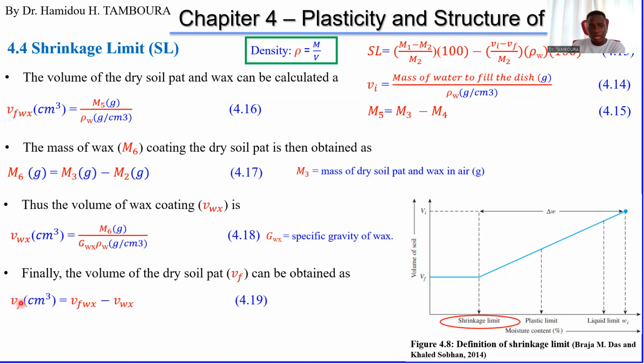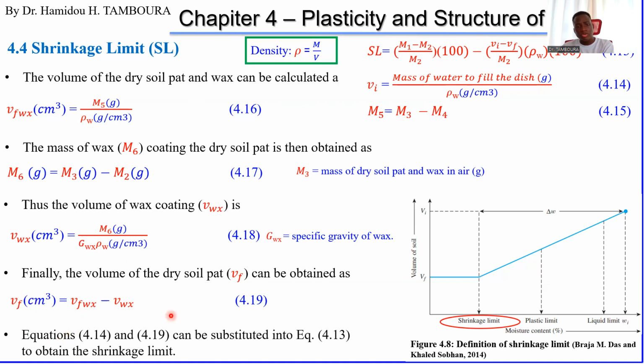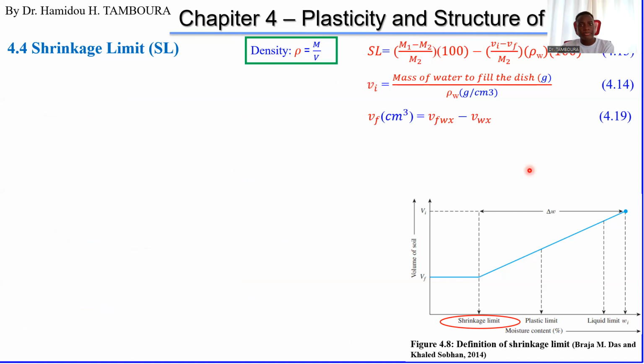We had the initial volume, and now we have the final volume of the soil. So then we can use equation 14, the initial volume, and the final volume with equation 19. We can use them in equation 13 to obtain the shrinkage limit, SL. It's tough, right? Okay. Let's keep this formula here.